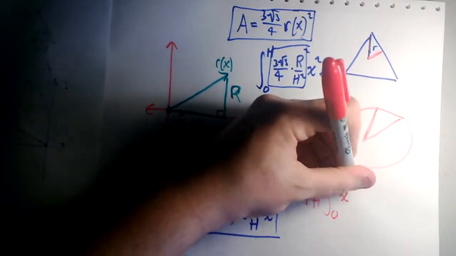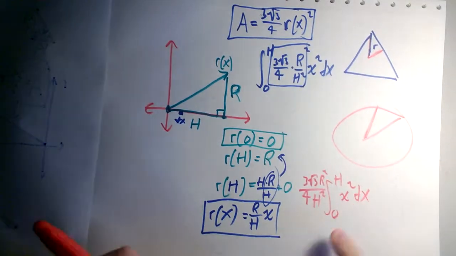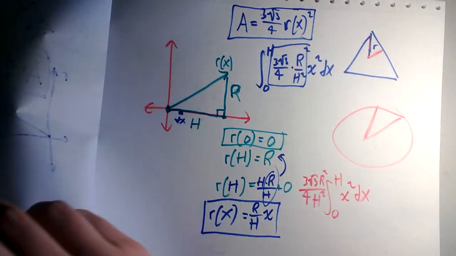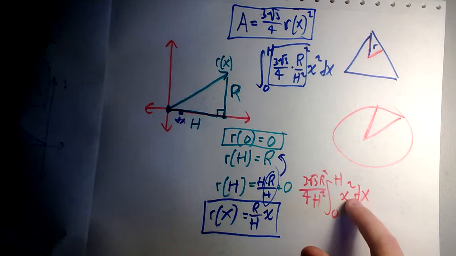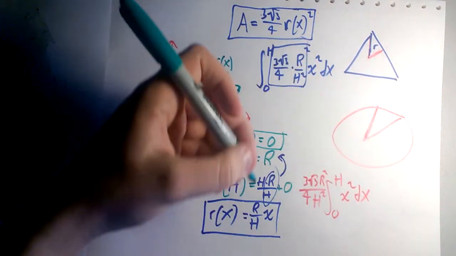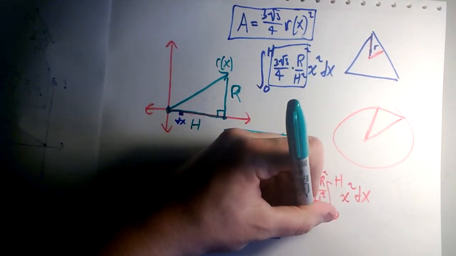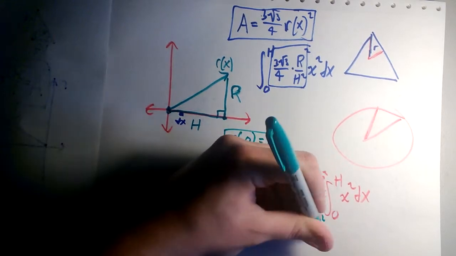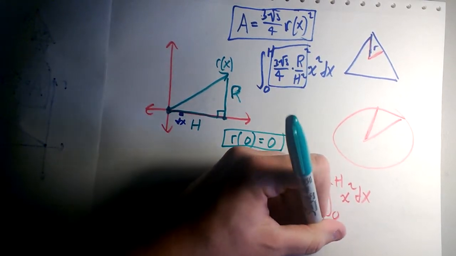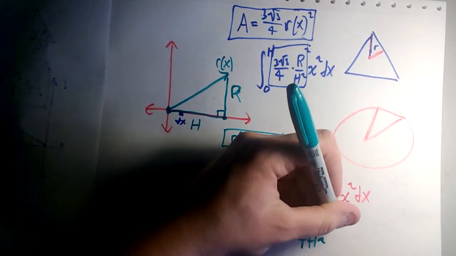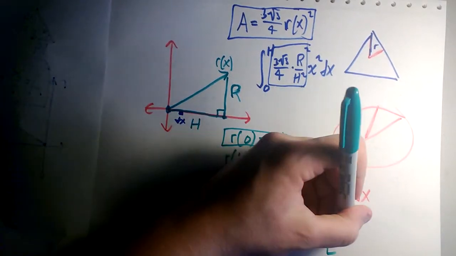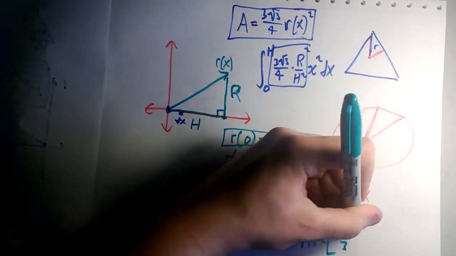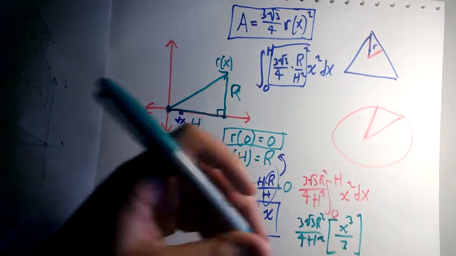Now we have an x squared dx. That integral is the easiest thing in the world, or one of them. You just increase the power and divide by the power you increase it to. So we have 3 square roots of 3 r squared. That's the known part. That's h squared. And now we have x to the 3 divided by 3, from 0 to h.